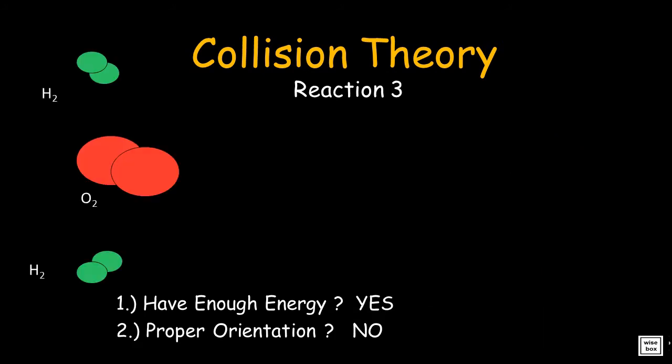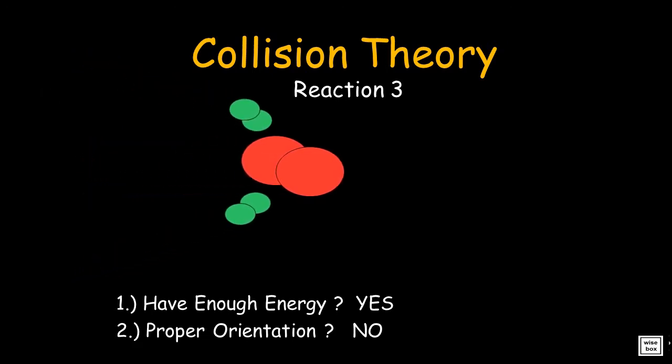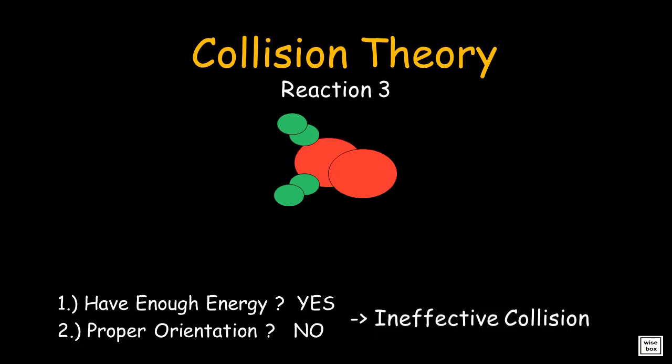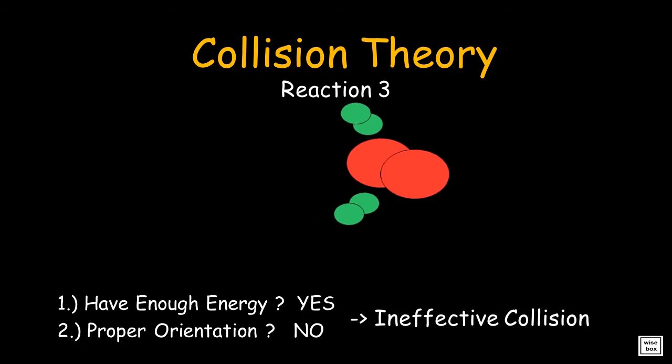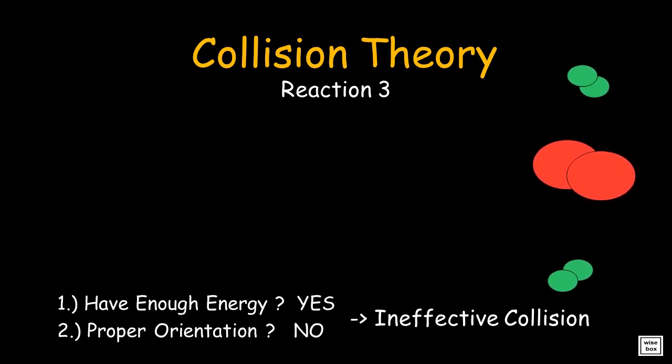And what if these same reactants have enough energy during collision, but are not in the proper orientation? What do you think would happen? This is also an ineffective collision of oxygen and hydrogen molecules. This produces no reaction, and the reactants also just bounce apart, unchanged.